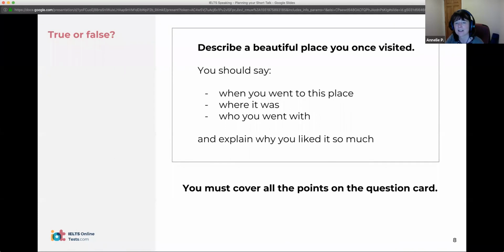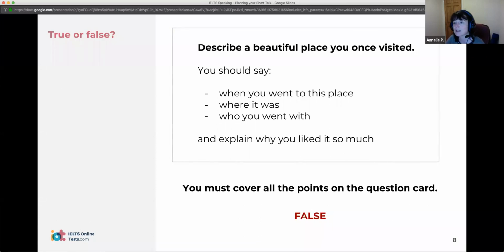You must cover all of the points on the question card? Mohammed is right. There's quite a lot of confusion, I think, over this. You don't need to cover all of the points. They are just there to give you ideas. They're there for your benefit. It's not a task as such. It's really just there to help you.